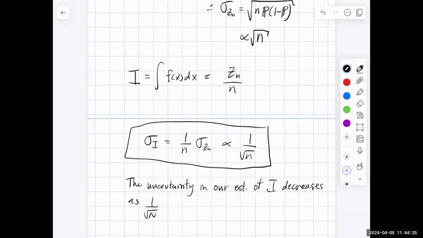So if you want to cut your uncertainty down by a factor of 2, you have to do 4 times this number of trials. If you need to cut it down by a factor of 10, you need to increase your number of trials by a factor of 100. Little n is what we've been using. Okay, good. So let's go see how our little calculation is going.